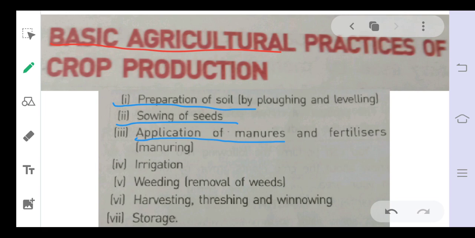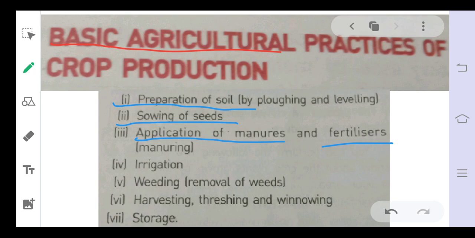Application of manure. Manure is what? Manures and fertilizers. Manures are natural substances and fertilizers are chemical substances. But the objective of both is to provide nutrition to the plant, because plants also require nutrition. So these provide the nutrients to the plant.